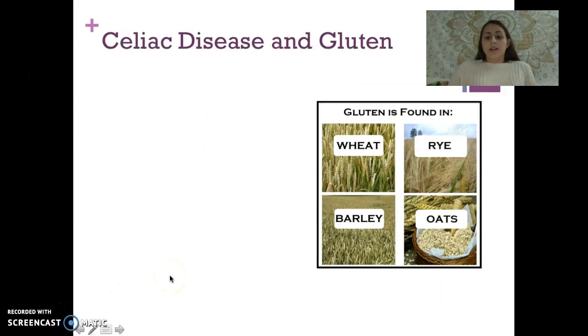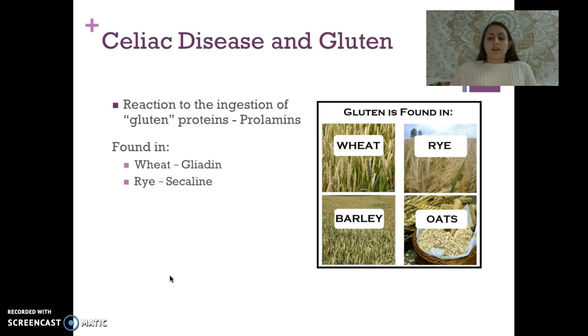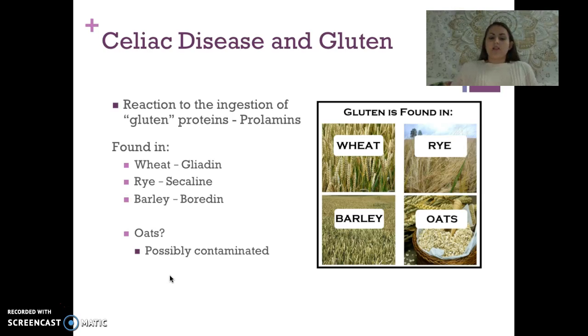So, celiac disease was predominantly classified as this immune reaction to these gluten proteins called prolamins. Prolamins exist in wheat, rye, and barley, and there is a discussion about oats. In wheat, the protein is called gliadin, in rye it's called secalin, and in barley it's called hordein. So there is this debate about oats.